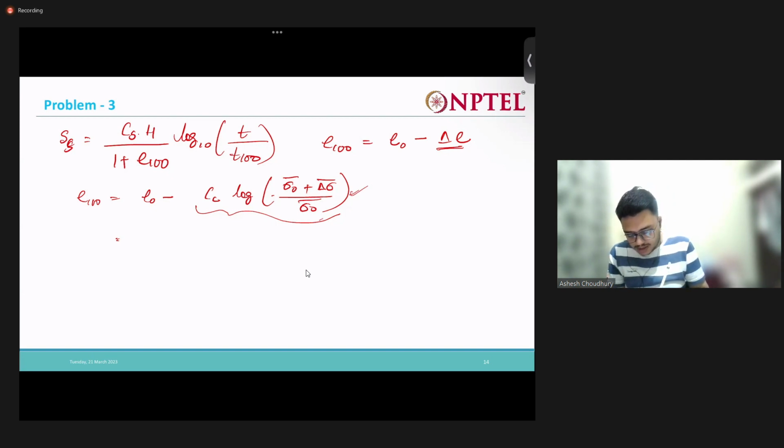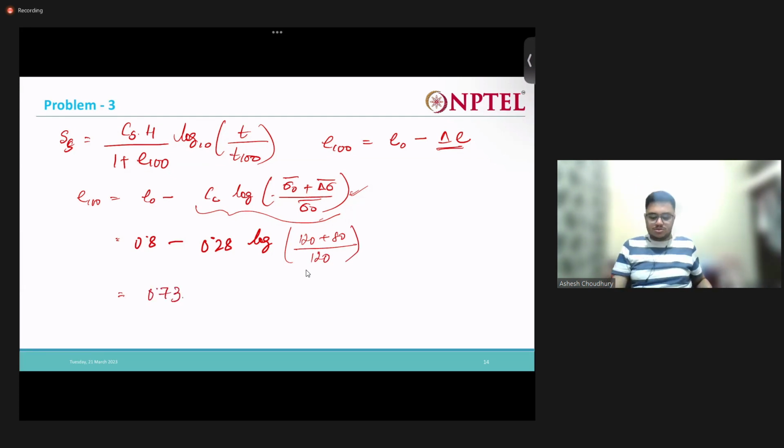So it will be nothing but 0.8, it is given, minus other values you already know, 0.28 log 20, so it will come out as 0.73. So initially my void ratio was 0.8, but at the end of my primary consolidation, my void ratio is this much, 0.73. Okay, so E100 I have found out.